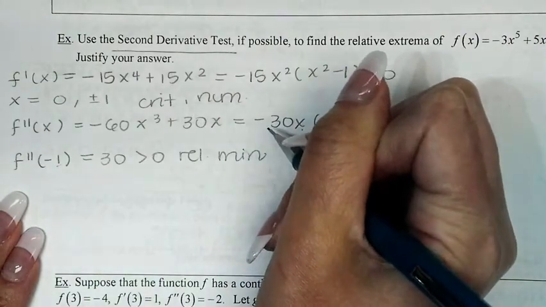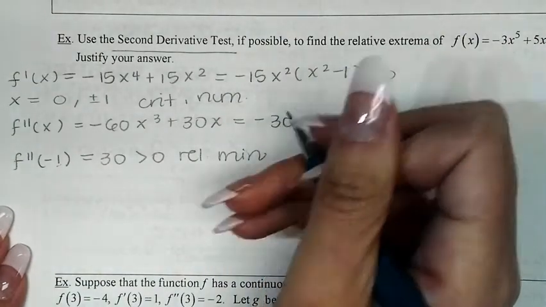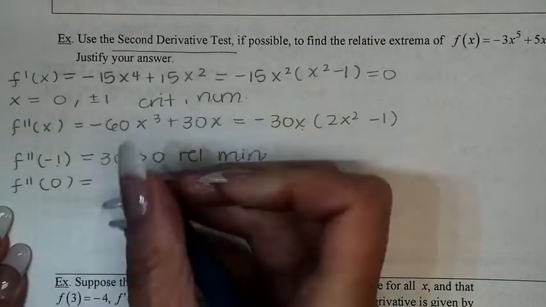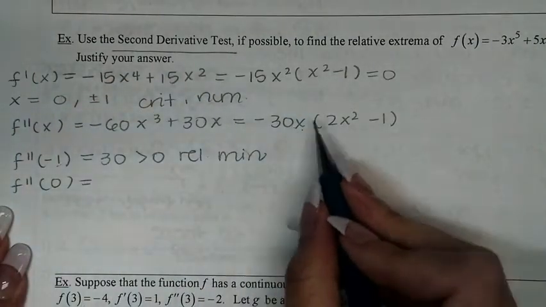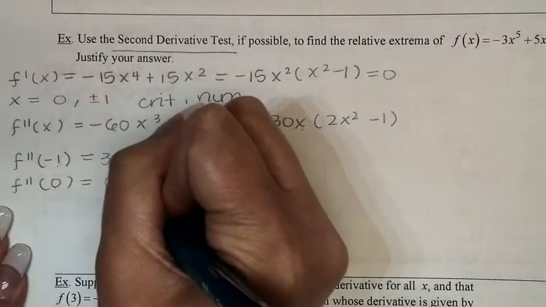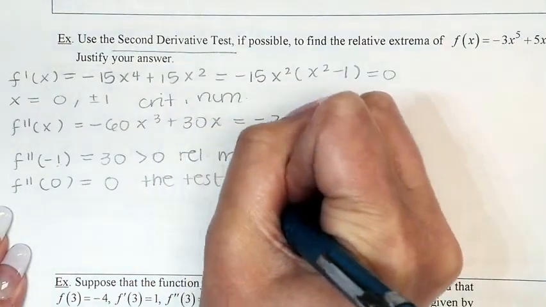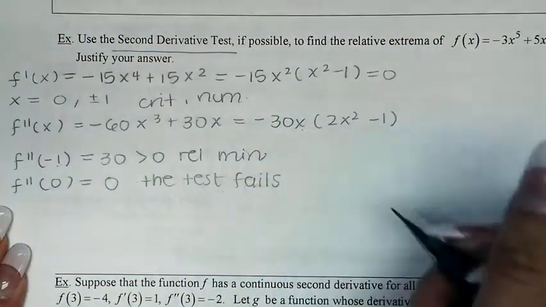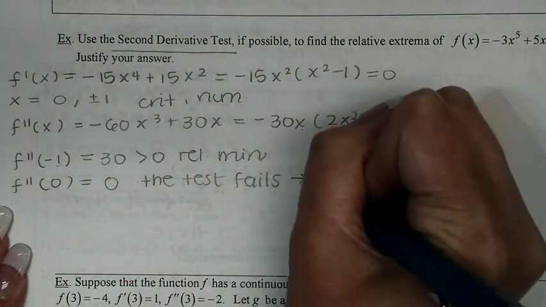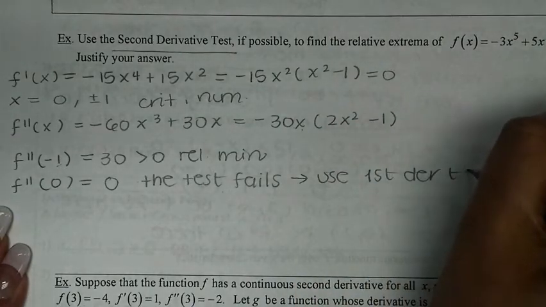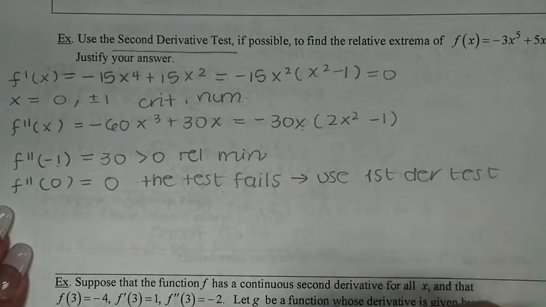So everything is basically unicorns and rainbows here so far. But then you check the second derivative at 0. So you evaluate here, and you get 0, so the test fails. Here we cannot conclude, so we need to use the first derivative test. We have no choice but to use something else.